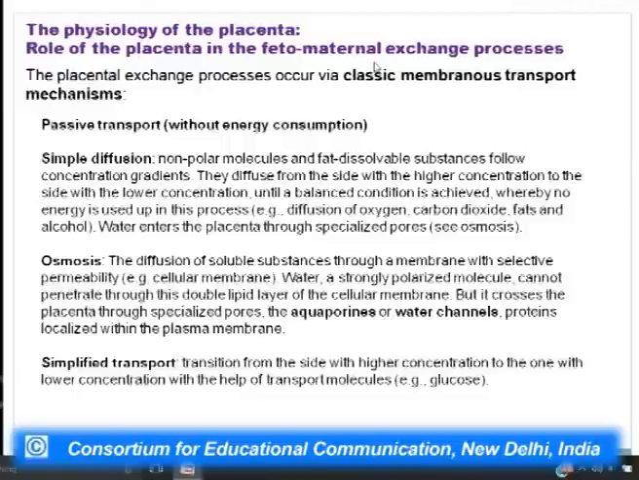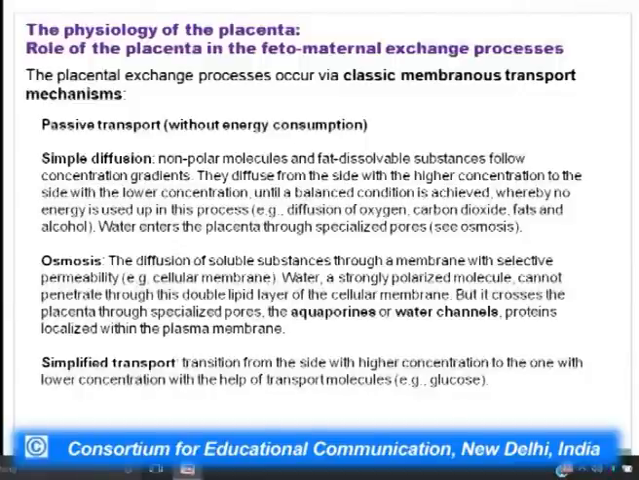Coming to the functions or the physiology of the placenta, the role of the placenta in the feto-maternal exchange processes. The placental exchange processes occur via classic membranous transport mechanisms. So passive transport can take place, which is without energy consumption. So there is simple diffusion. The non-polar molecules and the fat-soluble substances follow the concentration gradients. They diffuse from the side with the higher concentration to the side with the lower concentration until a balanced condition is achieved, whereby no energy is used up in the process. For example, the diffusion of oxygen, so various gases. The movement takes place by passive simple diffusion.